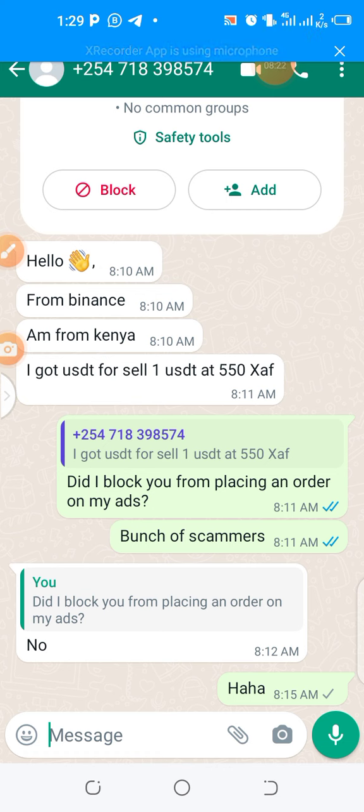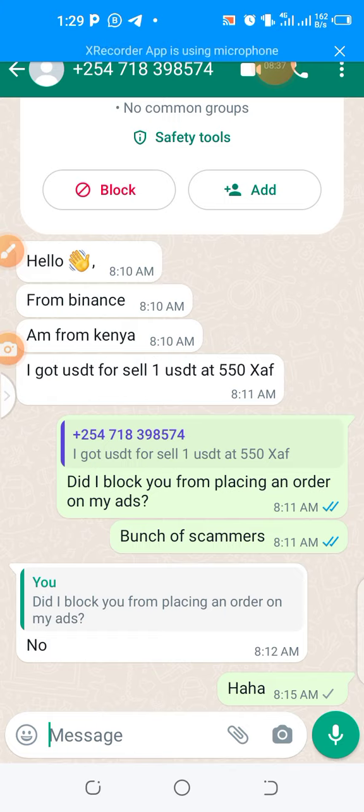So you pay the money to Flutterwave. It's a kind of mobile money. You pay the money, he goes to his mobile money account. Then he says he will send you the coin, and at the end of the day, he blocks you. So please, you should be able to identify this. This is the first method.